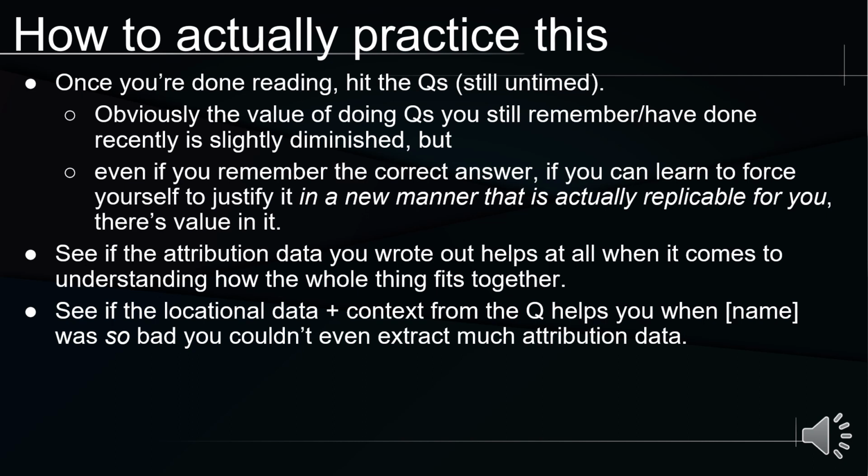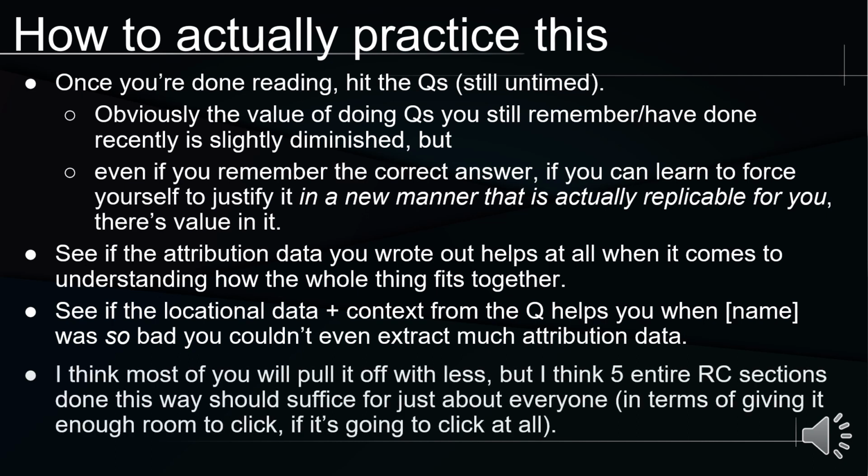So again, at this point, go back and reread, go back and research and see if having extra information from both the way the question is asking and the way the answer choice is presenting that data provides you any clues as to how you're supposed to interpret that pesky detail. So I think most of you will manage to pull it off with smaller volume practice, but I'm thinking 5 entire RC sections done this way should suffice for just about everyone. In terms of what is it sufficient for? In terms of giving it enough room to click, if it's going to click at all.